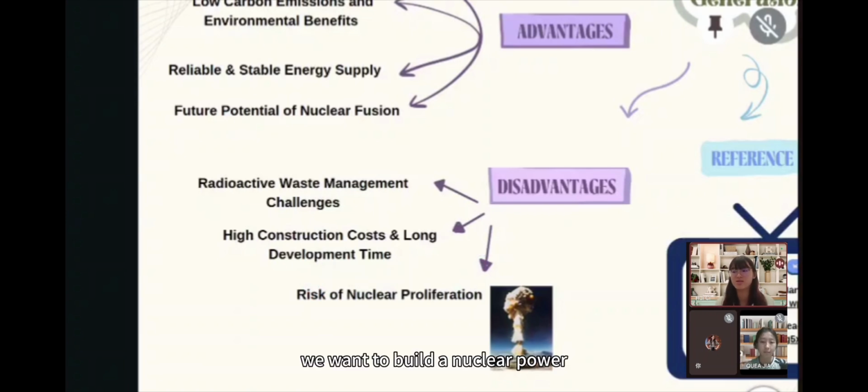The next is the high construction cost and long development time. If we want to build a nuclear power plant, it requires billions of dollars and often takes 10 to 20 years to complete. And also, the maintenance is very expensive.